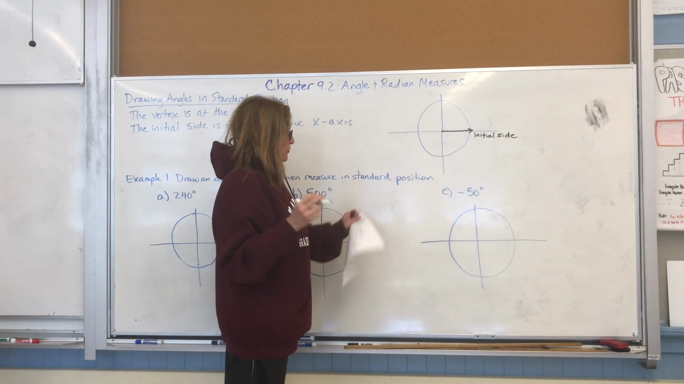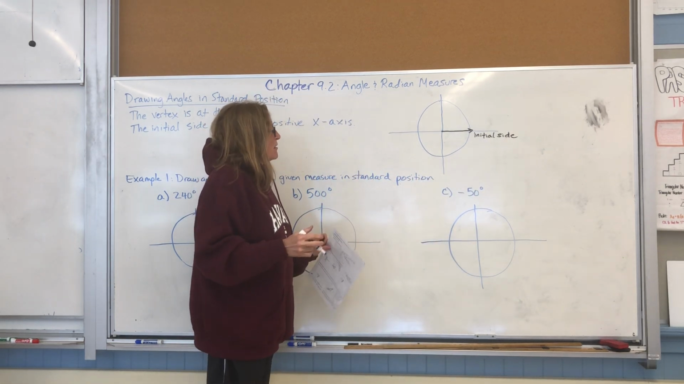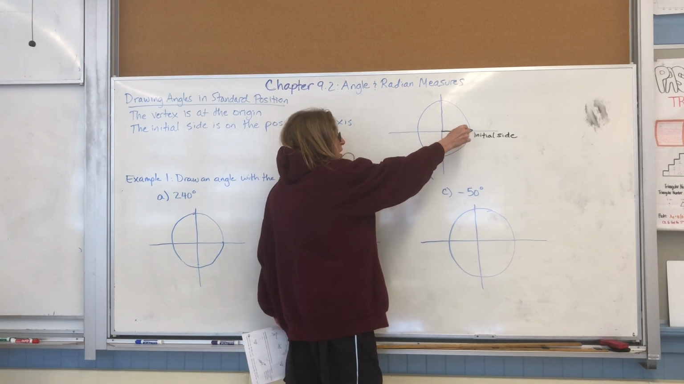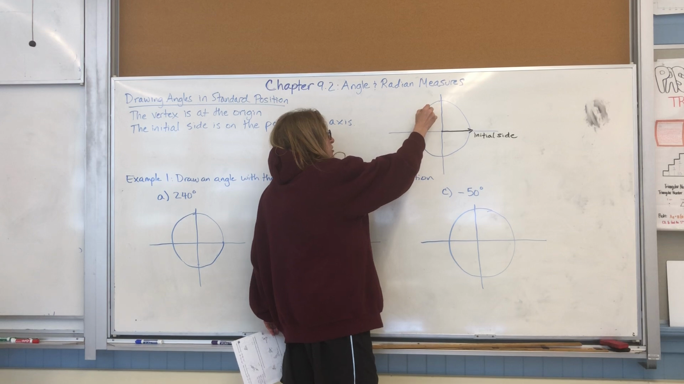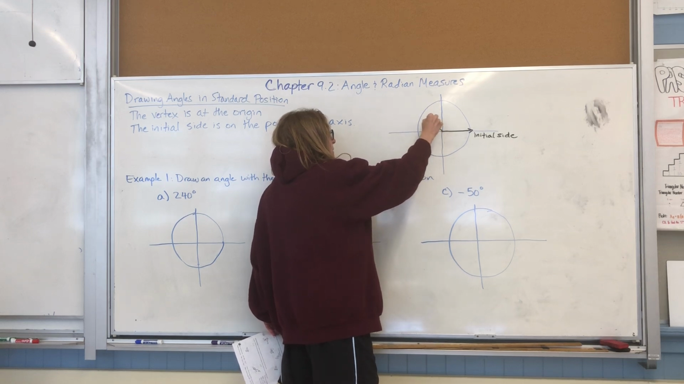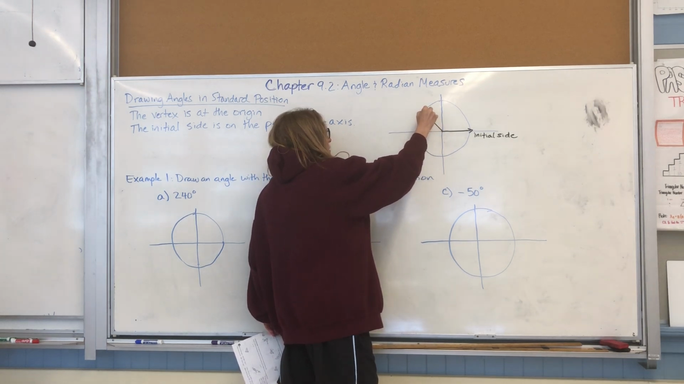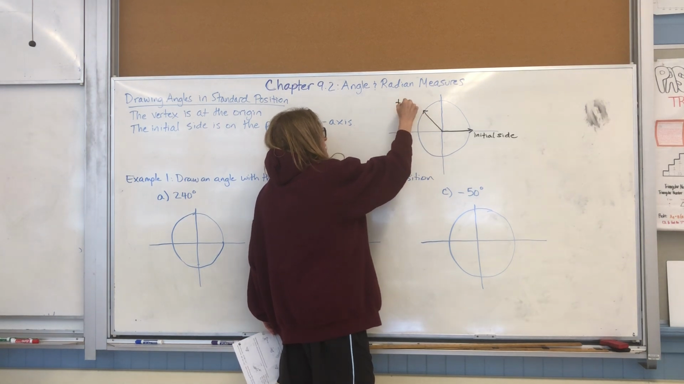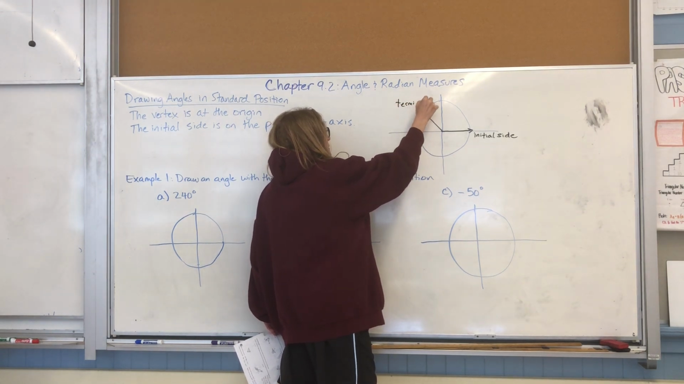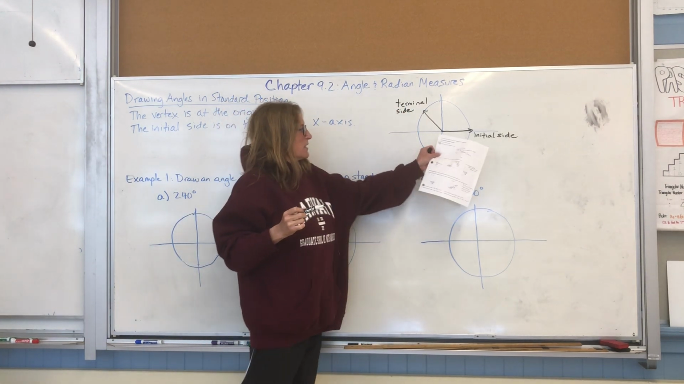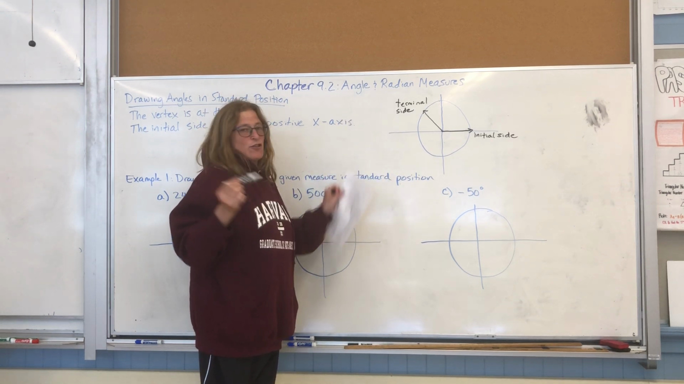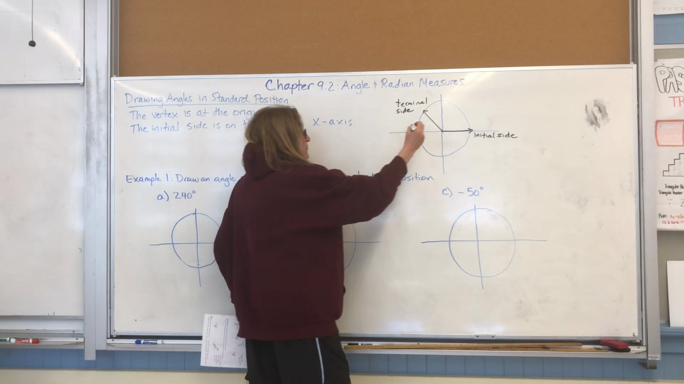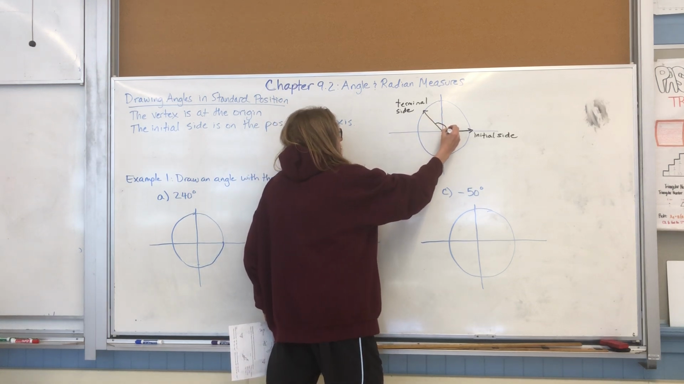Right? And what we're going to do is travel from our starting point, our initial side, around the circle until we're ready to stop. And that's going to be what's called the terminal side. Terminal means end. So I start at the beginning, the initial side, and I go to the terminal side. I just chose that location. And then what we've done is we've created an angle.